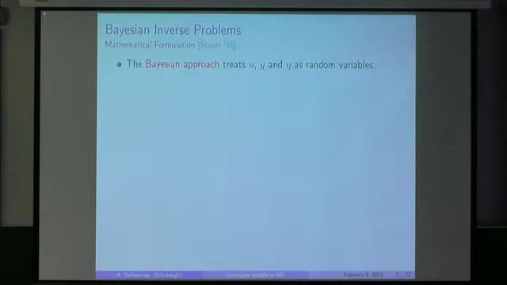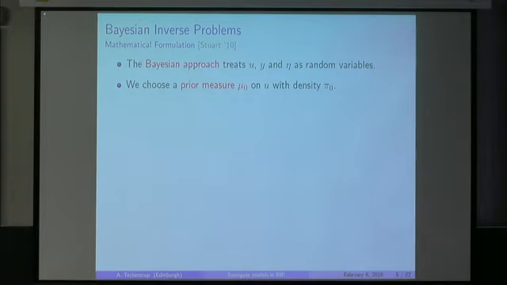So in the Bayesian approach, you treat everything as random variables. So it's a statistical approach. The unknown u, the data y, and the noise eta are now random variables. We then choose the prior distribution. So we choose a prior measure on our unknown parameter u, which incorporates all the information that we have.